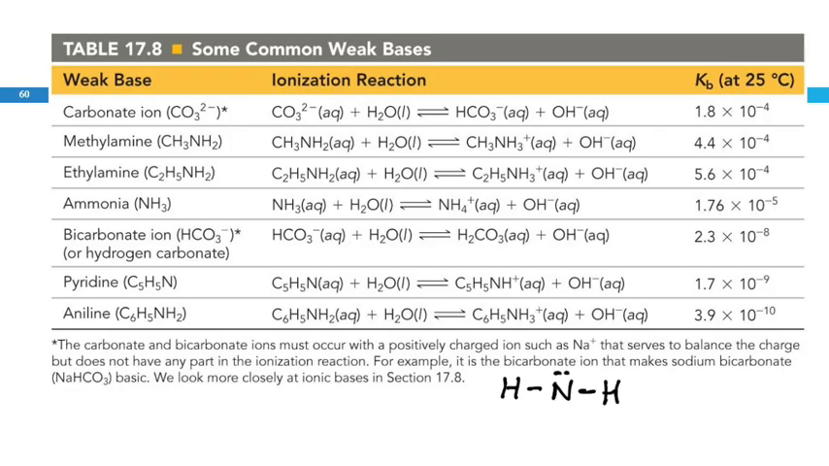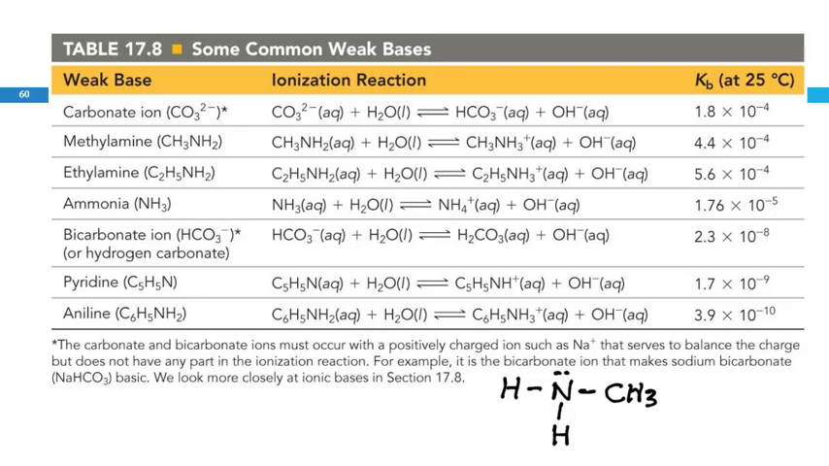So here's ammonia, NH3. Methylamine: what has happened is we've removed one of these hydrogens and replaced it with a methyl group. The nitrogen has a lone pair. That lone pair is what accepts the hydrogen ion from water, producing the hydroxide. So this is a weak base.